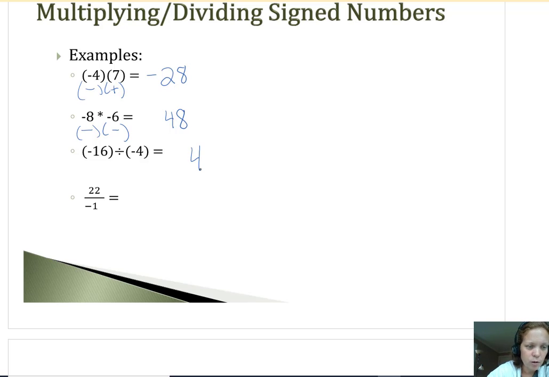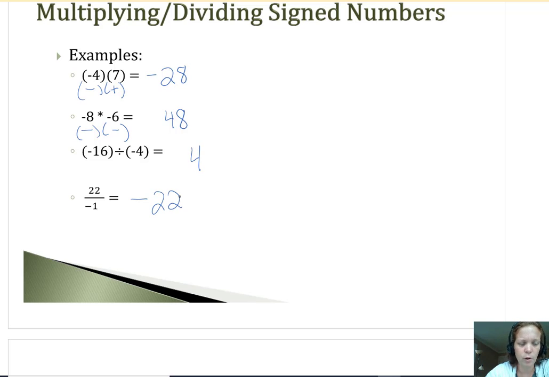22 divided by -1, so I have a positive divided by a negative. So one's positive, one's negative, so it's going to be negative. 22 divided by 1 is 22. And check some of those out in your calculator. Make sure you can put those in your calculator and they come out right.